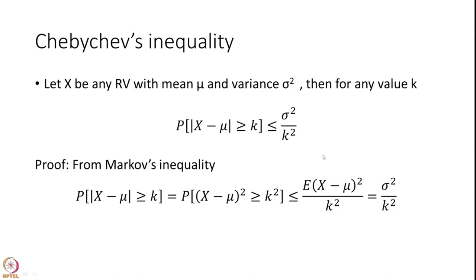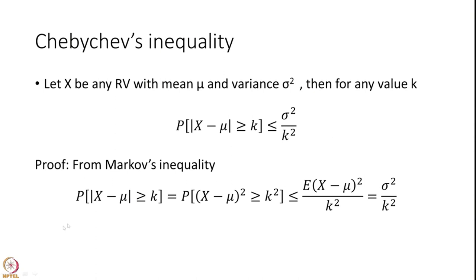We move to another inequality which might be known to you in other cases also, which is called Chebyshev's inequality. Again, x is a random variable, but now we are not assuming that it is a positive random variable. So, we are generalizing the case. It has a mean mu and a variance sigma square. Then for any value k, we are again not putting a restriction of k being greater than 0 as in the case of Markov inequality, the probability that the absolute difference between the random variable and its mean value is greater than or equal to k is smaller than the variance of the random variable divided by k square.